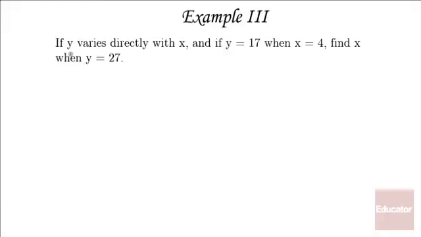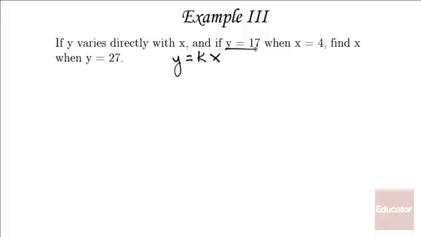In the next example, if y varies directly with x, and if y equals 17 when x equals 4, find x when y equals 27. So start out by writing the general form of the equation, y equals kx. And what we're being asked to do is find x when y is 27. So let's first find k. Let's first find the constant of variation.